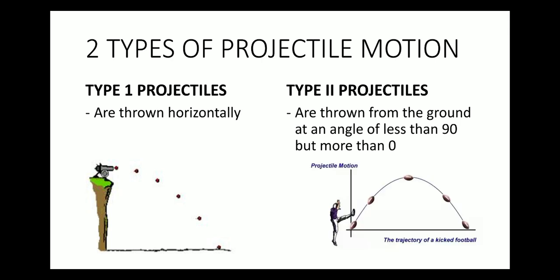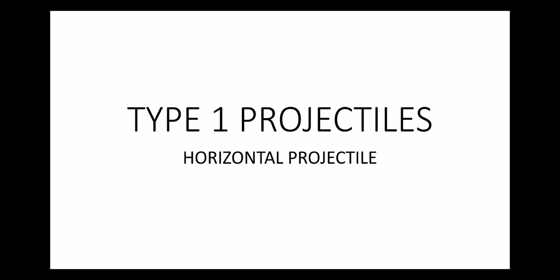So the difference between the two is that type 1 projectiles have no angle. Type 2 projectiles have an angle. So for this video, I will only discuss type 1 projectiles. For my next video, I will discuss type 2 projectiles. So let's start with type 1 projectiles, or it is also called horizontal projectile.